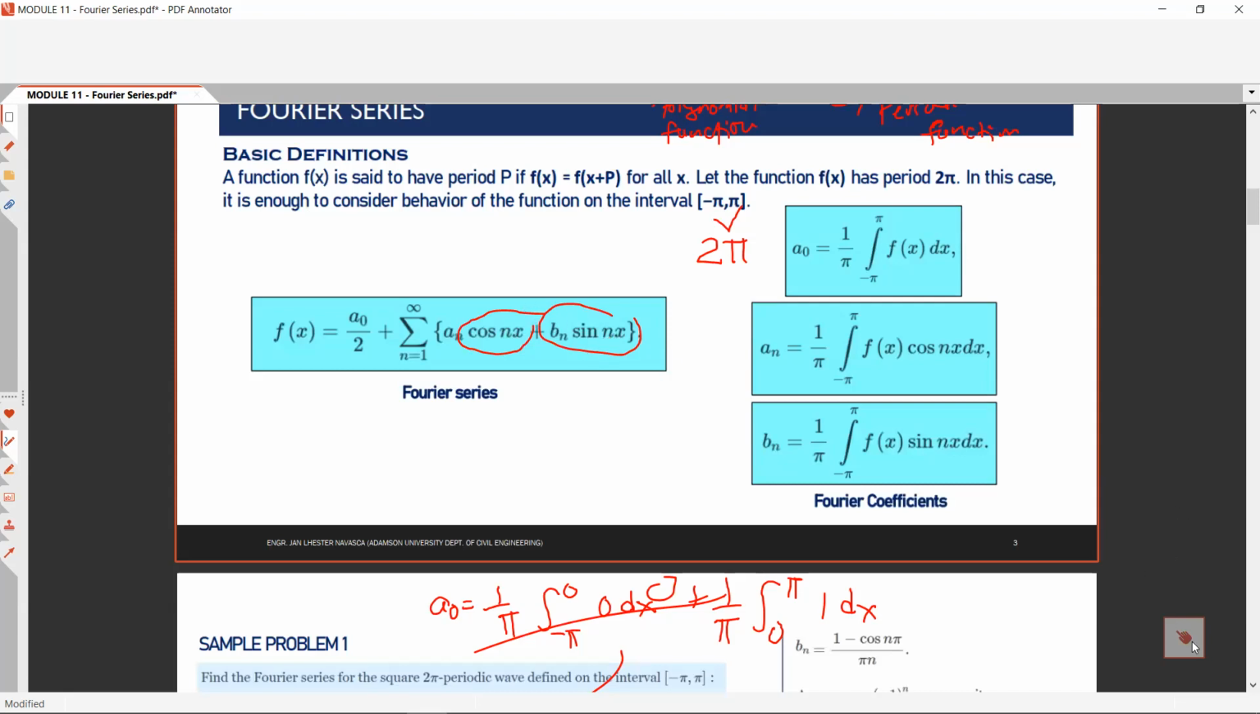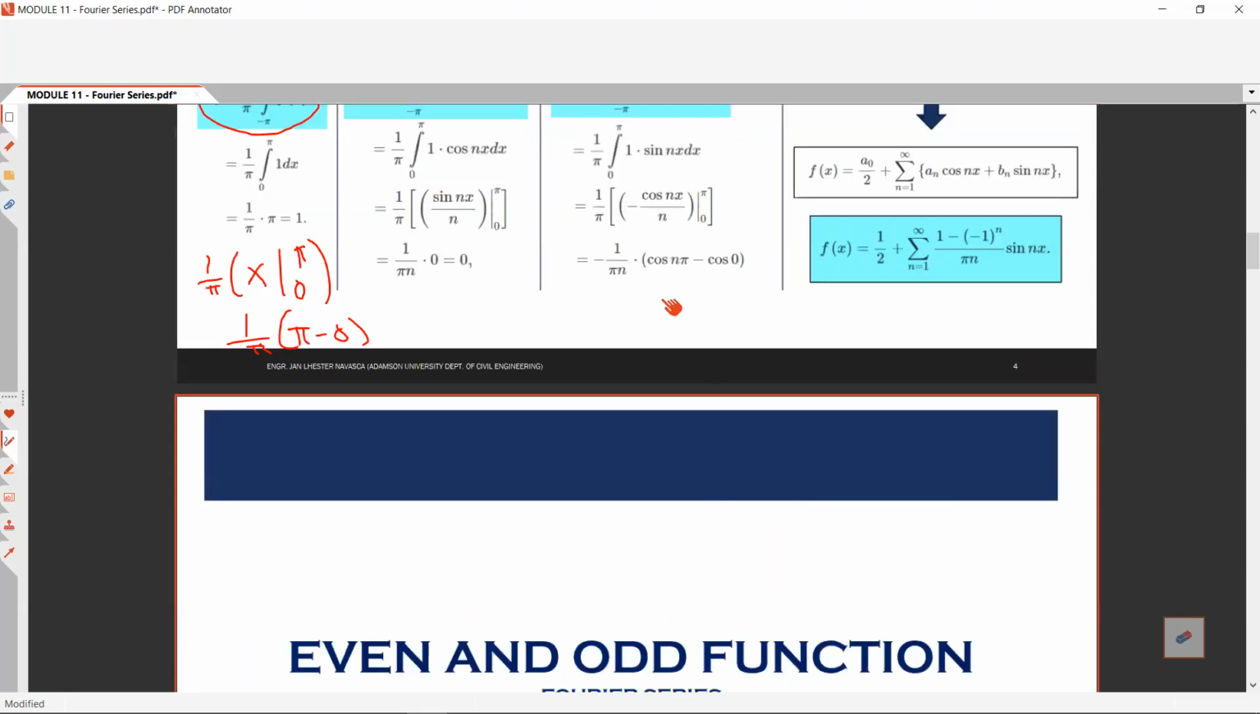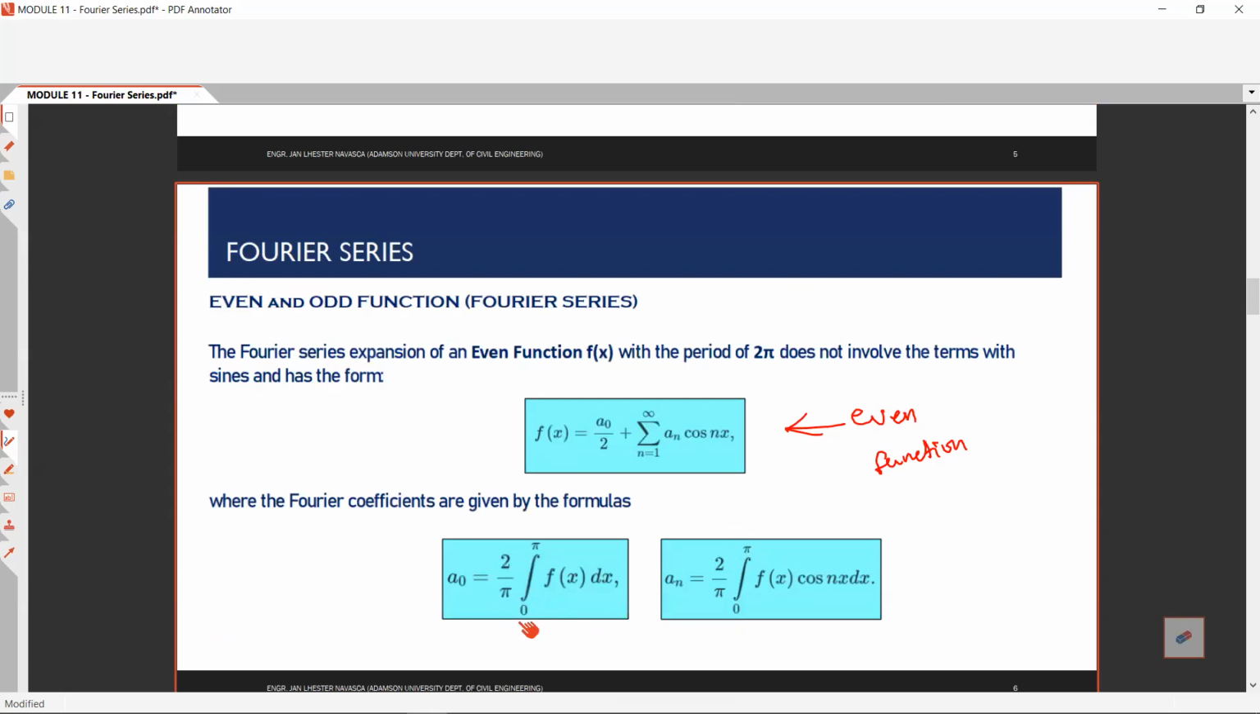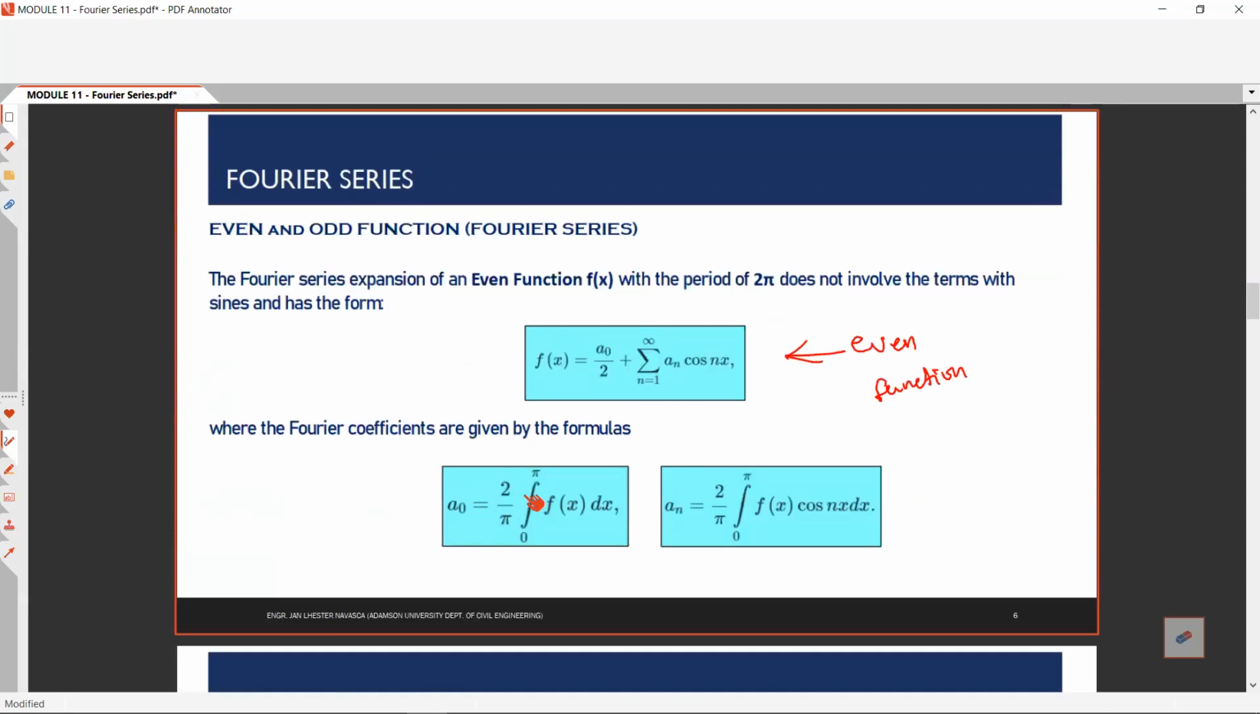So since they are the same, kaya meron tayong 2 over pi dito. Bakit may 2 over pi dito? So that is 2 over pi integral of 0 to pi f of x dx, and a sub n is equals to 2 over pi integral of 0 to pi f of x cosine nx dx. Di ba naalala nyo kapag even function, the same kasi sila, di ba? And they need to evaluate 0 to pi and magmumultiply ka ng times 2 sa labas. So kalahati ng periodic function mo kapag even. So that is for the even function.